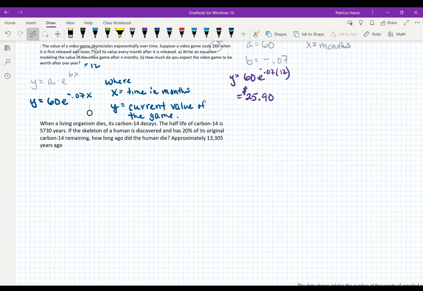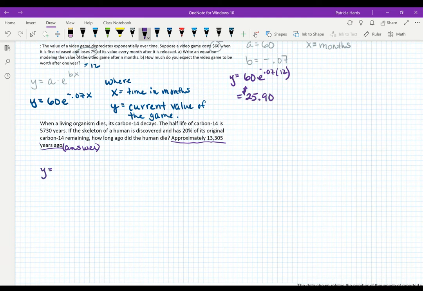When a living organism dies, its carbon-14 decays. The half-life of carbon-14 is 5,730 years. If the skeleton of a human is discovered and it has 20% of its original carbon-14 remaining, how long ago did the human being die? I made a kind of mistake. This is actually our answer, and I forgot to get rid of it. So we're going to try to figure this out together and see if we get our answer. This is an exponential.